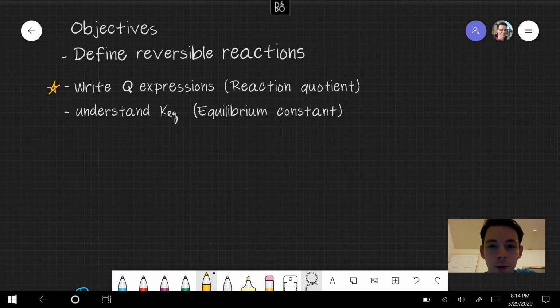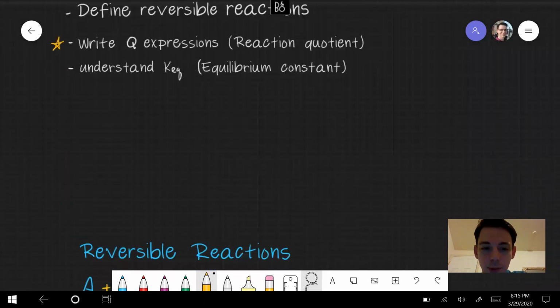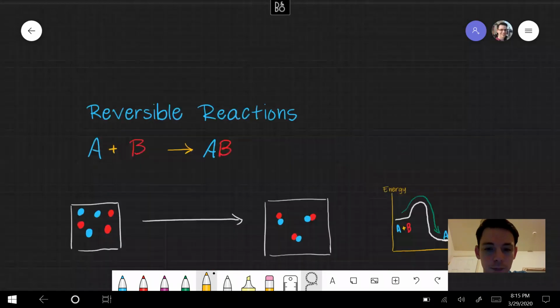Then we're going to learn how to write reaction quotient expressions, or Q expressions. I starred that because that is probably the hardest part of today's lesson. Hopefully you'll all be pretty confident in that by the end of the lesson. And then lastly, we're going to try to understand something called an equilibrium constant, also called K or K_eq. So let's jump in.